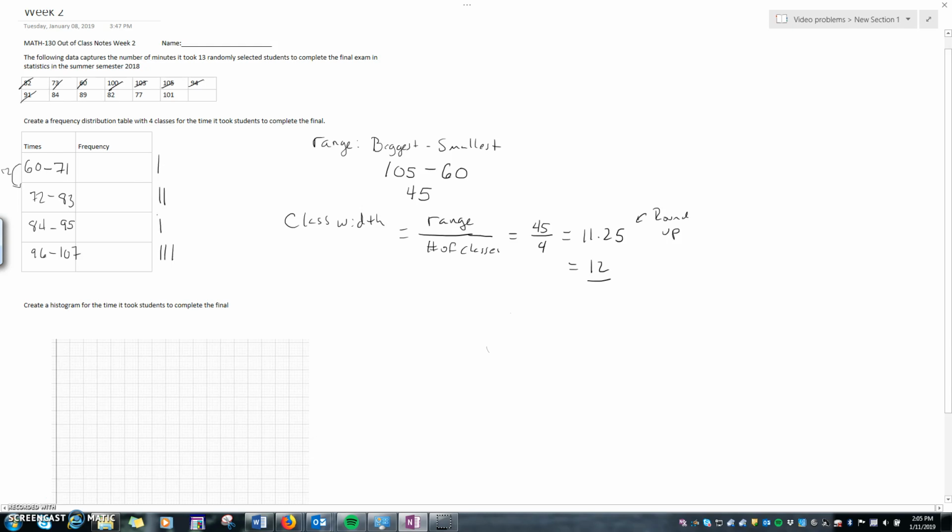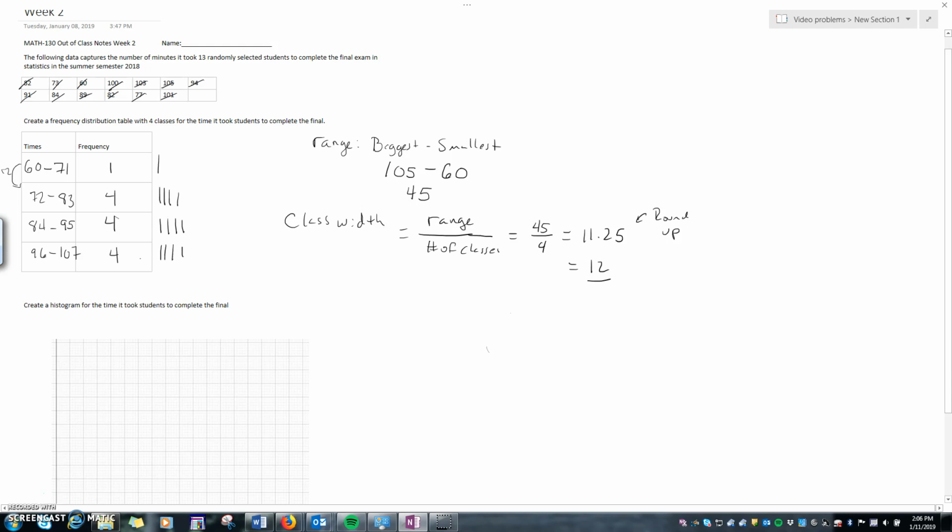So 91 goes here, 84 here, 89, 82, 77, and finally 101. So I keep the tick marks off to the sides, and then I'm going to write the actual number here. So how many did we have in this range? There was 1 of them, there were 4 of them, there were 4 of them that fell between 84 and 95, and then there were 4 of them between 96 and 107.